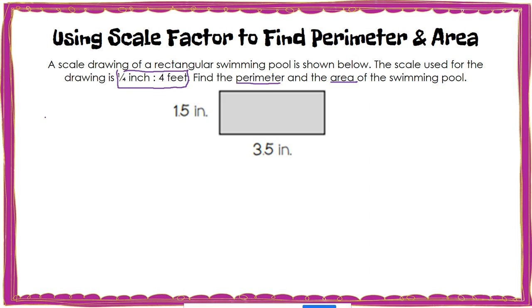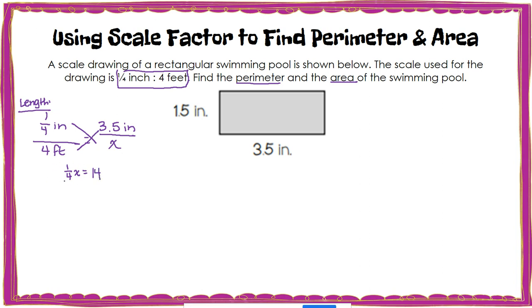I know that my scale factor is 1/4 of an inch to 4 feet. So I'm going to write that as a ratio. Now the first thing I'm going to find is my length. I know that the length of my scale drawing is 3.5 inches. So I'm going to make a proportion where I can find the actual length of my swimming pool. Since inches were in my numerator here, inches will be in my numerator here. And what I don't know is x. So I'm going to cross multiply, and I know that 1/4 times x is 1/4 x. And then I'm going to cross multiply here. And I know that 3.5 times 4 is 14.